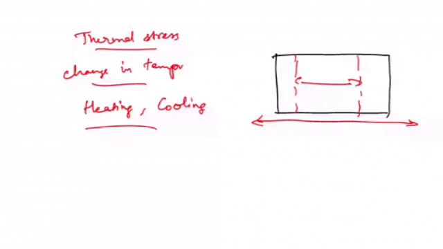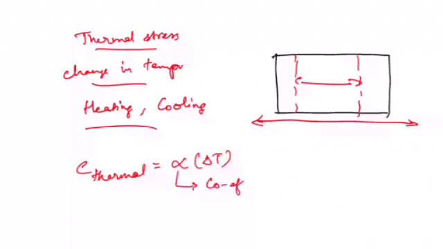So now from this the strain I can write E thermal. So what is the strain? Strain will be equal to, it is given by this equation, alpha into del T, where alpha is called as the coefficient of expansion, coefficient of thermal expansion.